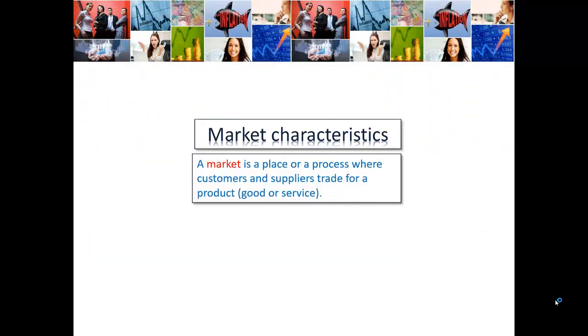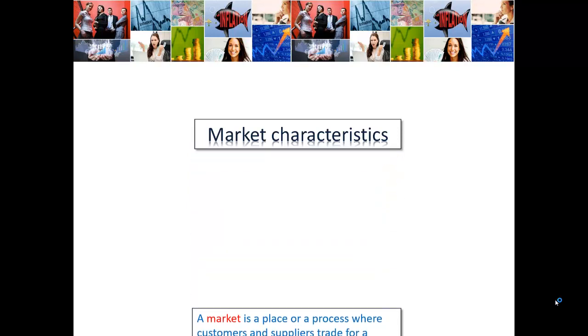Characteristics of different markets. So a market, the definition here, a market is a place or a process where customers and suppliers trade for a product, a good or a service. Now this is typically done in a shop, but it can be done over the internet or even the telephone.